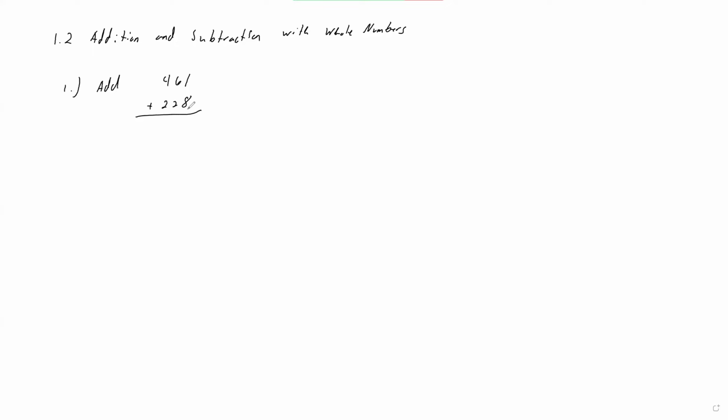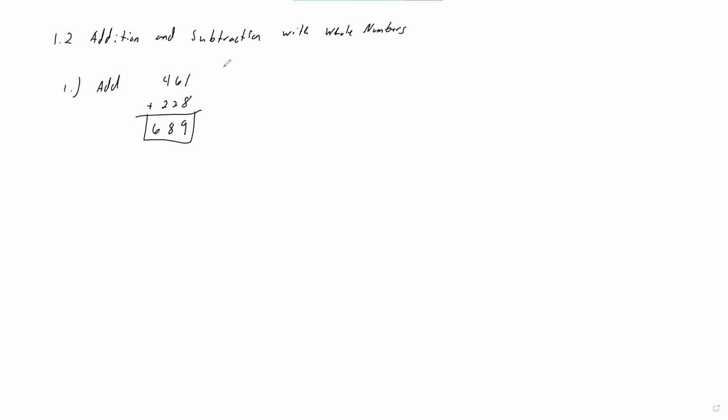And what you do is you add from the right and then go left. So I'm going to go 1 plus 8 gives me 9. 6 plus 2 gives me 8. And 4 plus 2 gives me 6. What I did is I added my ones first, then my tens, then my hundreds, and then I got my answer.